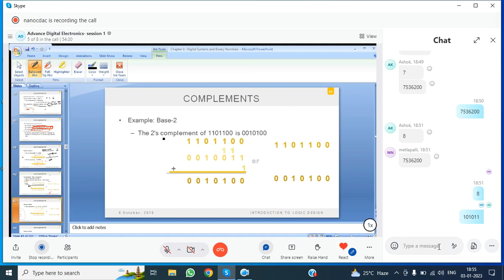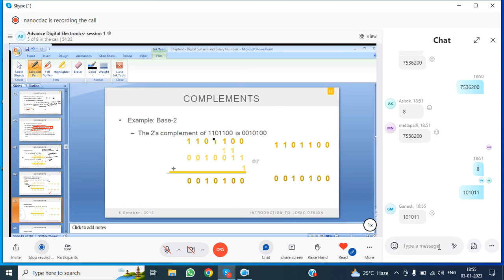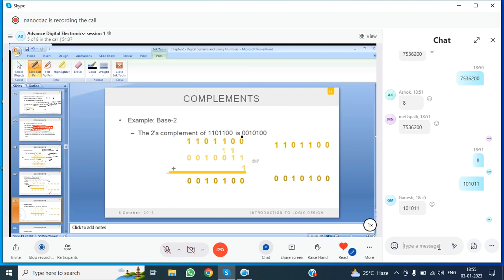Next one is, if it is base 2, the 2's complement of 1 1 0 1 1 0 0. So what you need to do, this is the number. Okay, this is the complement. For this complement, if you are adding 1, you are getting the result like this. For this number, the 2's complement is this one.